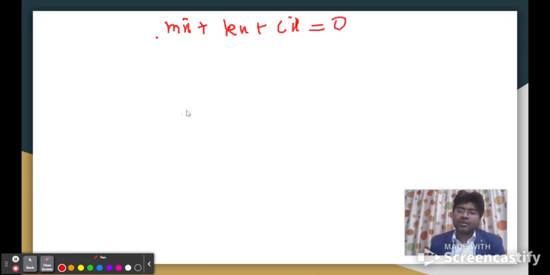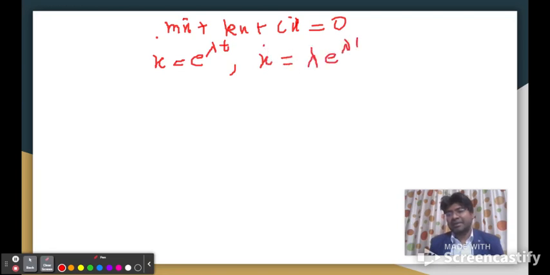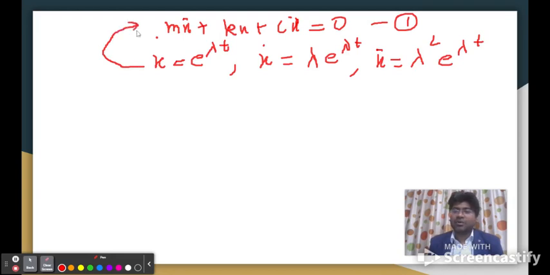Now, let us assume the solution to be in the form x equals e to the power lambda t. After single differentiation we get the velocity, x dot, equal to lambda e to the power lambda t, and then x double dot, the acceleration, equals lambda square e to the power lambda t.